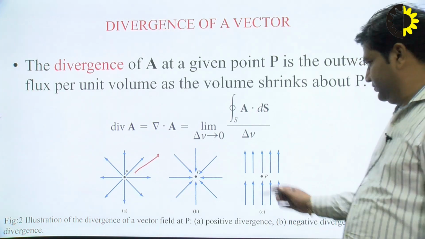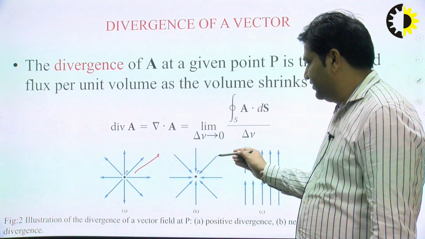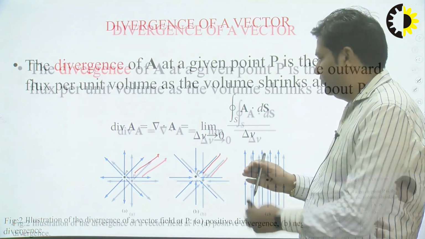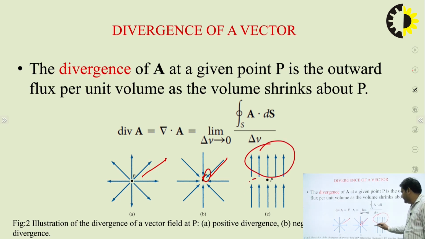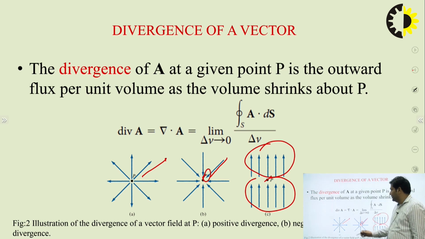If the flux converges about point P, we say this is negative divergence. If no convergence or divergence takes place about the point P, we say this is zero divergence. So divergence is defined about the point P, that means how much outward flux per unit volume.